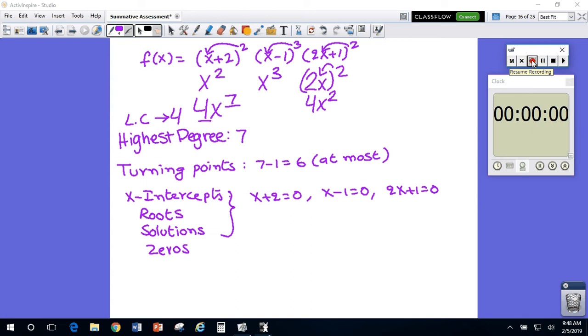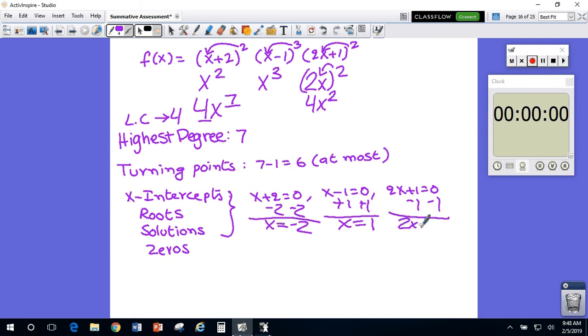Now it's recording. Alright, so what you want to do is subtract 2 on both sides for your first problem, and your first solution is going to be x equals -2. For your second one, you add 1 on both sides. The final answer becomes x equals positive 1. And for the last one, you subtract 1 on both sides. You get 2x equals negative 1, divided by 2. And the final answer is going to come out as x equals negative 1/2.